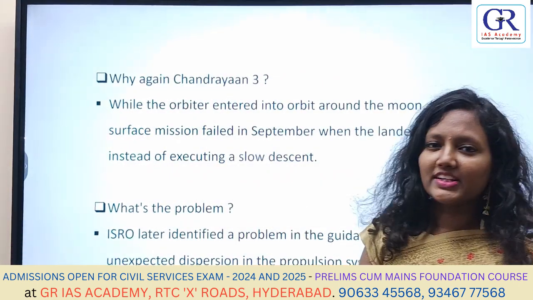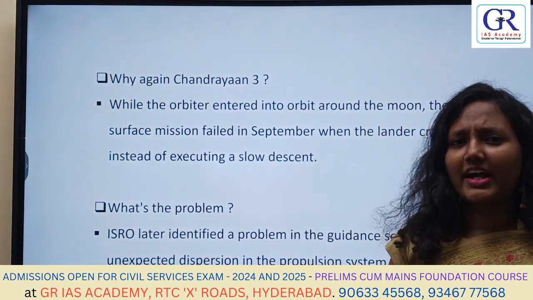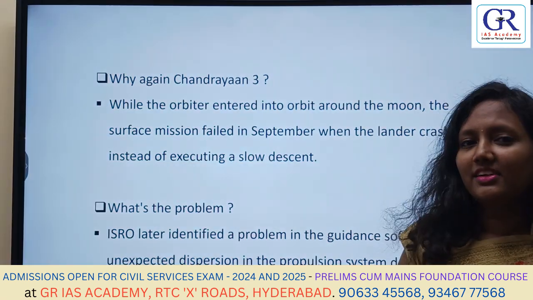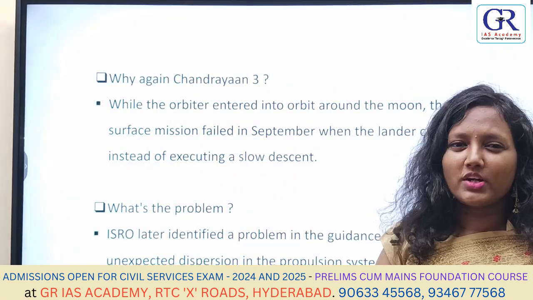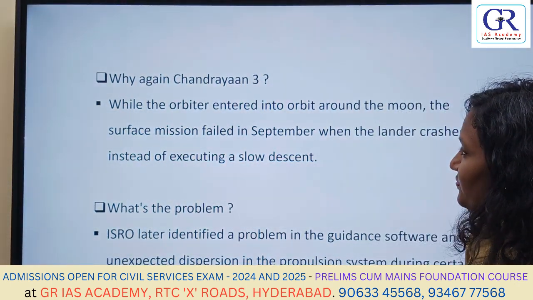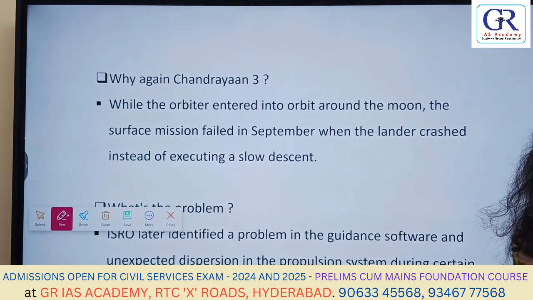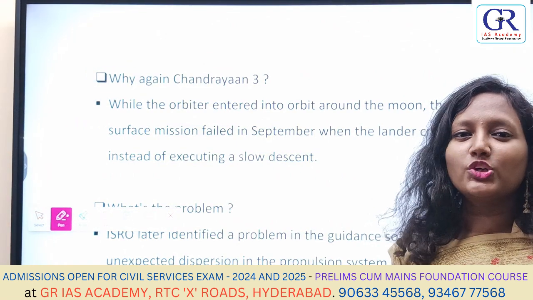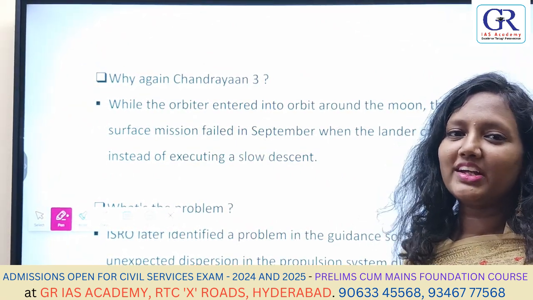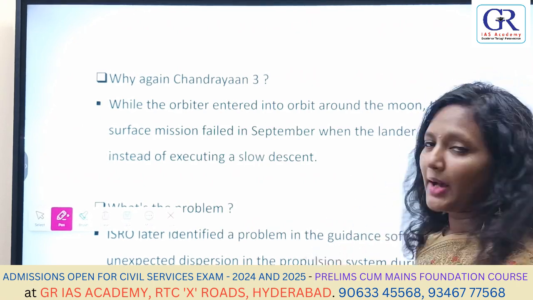Now let us see. We already discussed that Chandrayaan 3 is a kind of replica of Chandrayaan 2. When it is a replica, why are we again taking up the Chandrayaan 3 mission? There will be a reason, right? Chandrayaan 3 is being introduced because of Chandrayaan 2 itself. Chandrayaan 2 was not that successful, and that is the reason ISRO is planning to make the necessary changes and introduce Chandrayaan 3. So what happened with Chandrayaan 2?